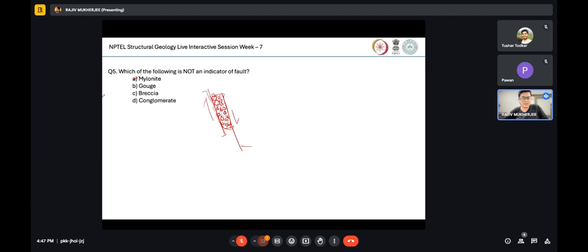So mylonite will only be there if there is a ductile shear zone. So in no way can we associate any of the following three options with ductile deformation. These are obviously not present in ductile deformation. Only mylonite is a signature of ductile deformation, and that is why option A is correct in this case.